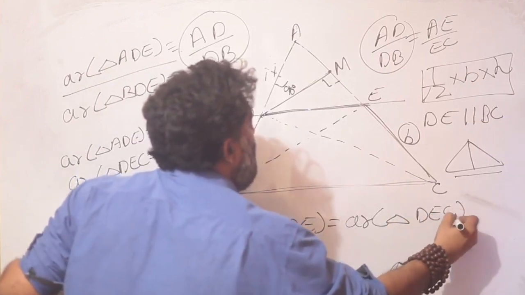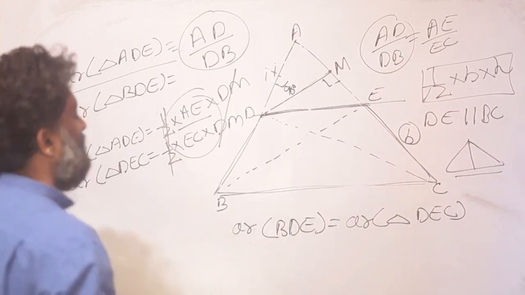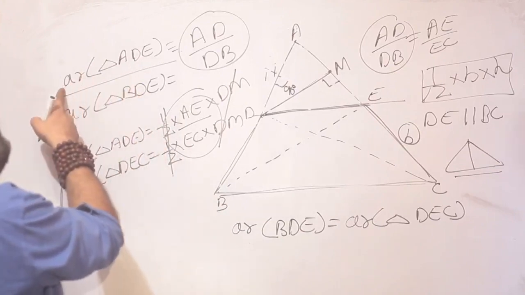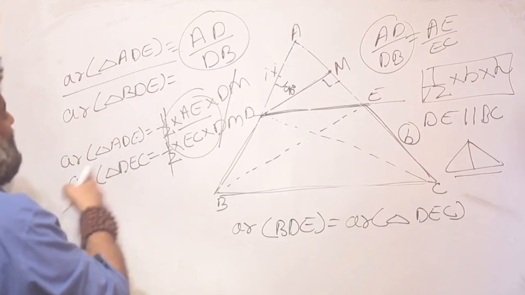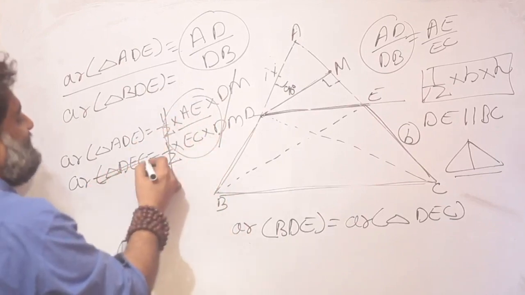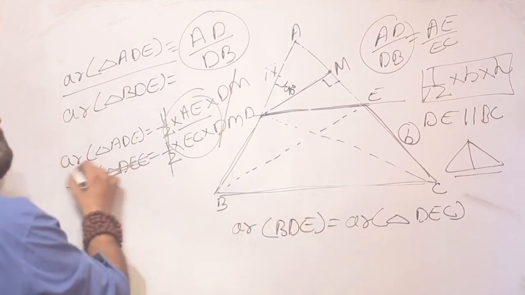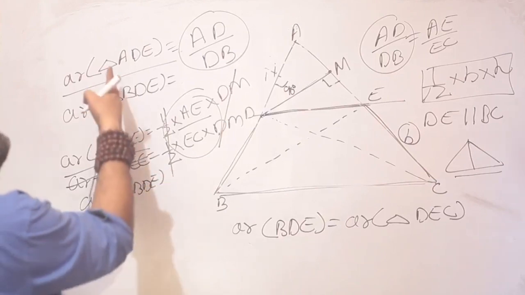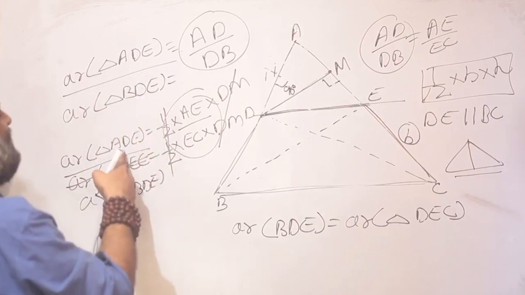And what is the theorem behind it? Triangles between the same parallels having the same base have equal area. So I know these two triangles are equal to each other. Now notice this result. This was area of triangle ADE upon triangle BDE. This one was area of triangle ADE upon area of triangle DEC. We have already worked out the values, but instead of area of triangle DEC, can I not write area of triangle BDE? So this is area of triangle ADE upon area of triangle BDE. This is also area of triangle ADE upon triangle BDE.